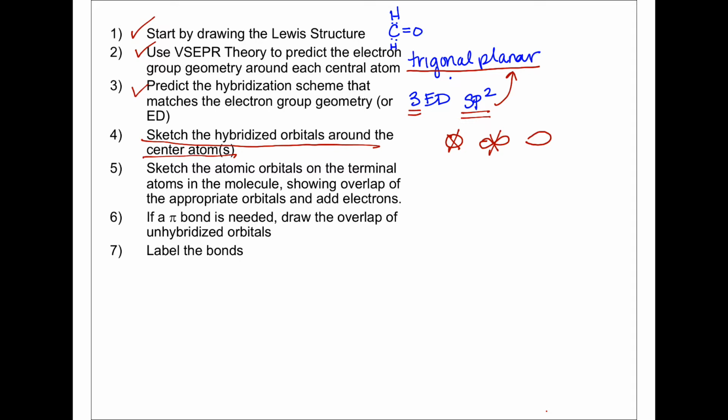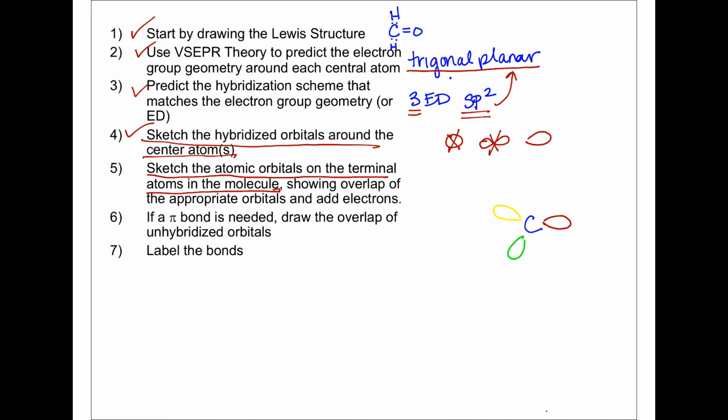So I'm going to draw my central atom here, and I'm going to draw the hybridized orbitals around it. I'm going to do them in maybe some different colors here. So that is one of the orbitals. This is another of its orbitals, and I'll do this one. So I just drew 3 sp2 hybridized orbitals around the carbon atom, which is my central atom. So I've done that. Next is sketch the atomic orbitals on the terminal atoms of the molecule.